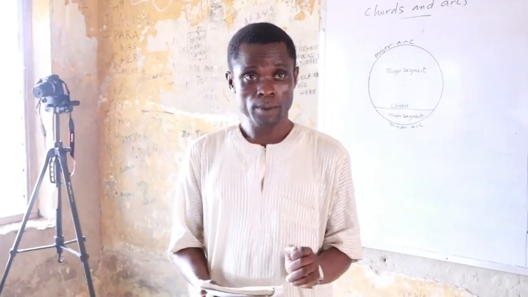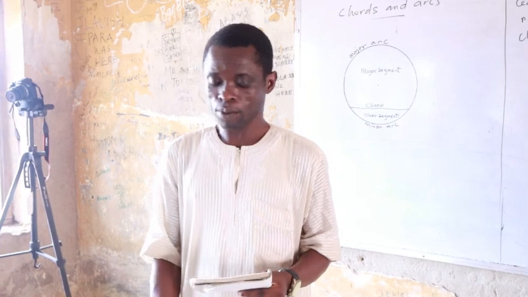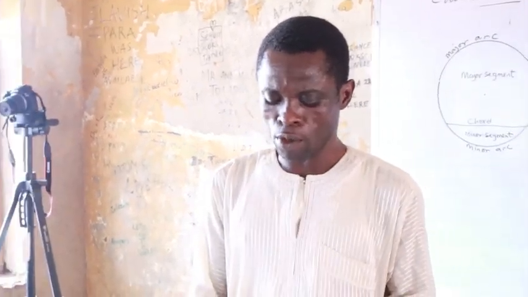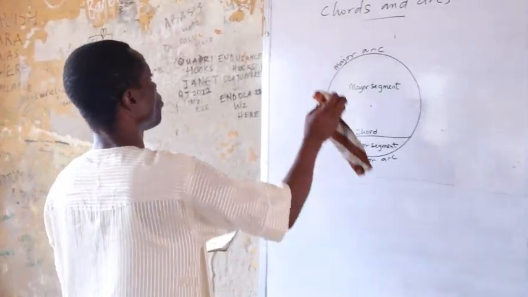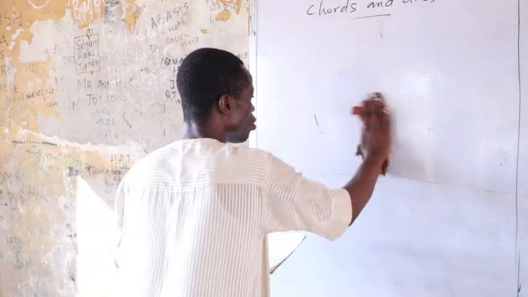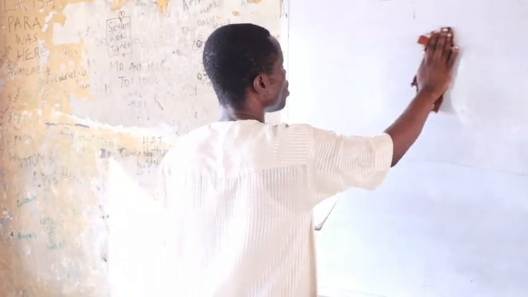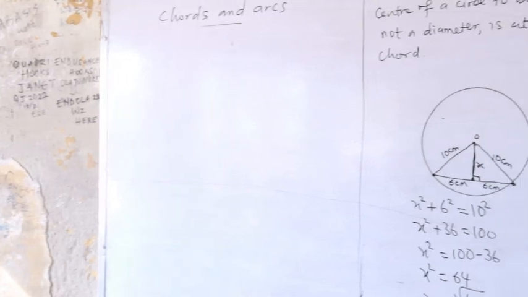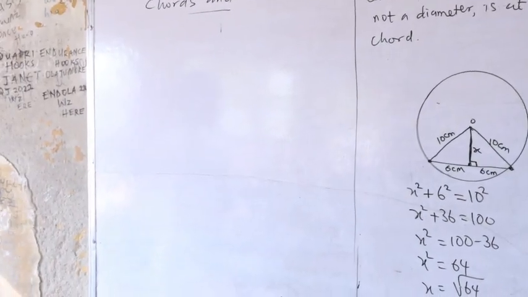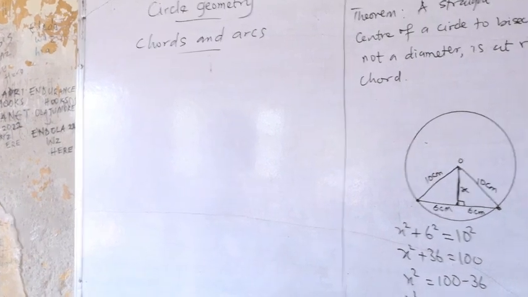A chord XY of a circle of radius 3.5 centimeter subtends an angle of 120 degree at the center. Calculate the length of the chord XY.